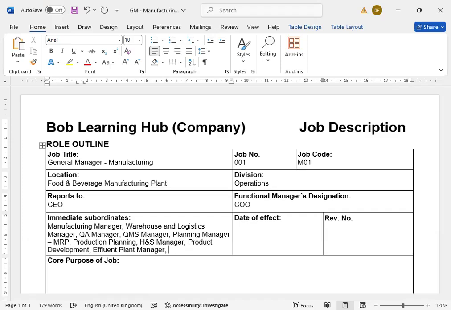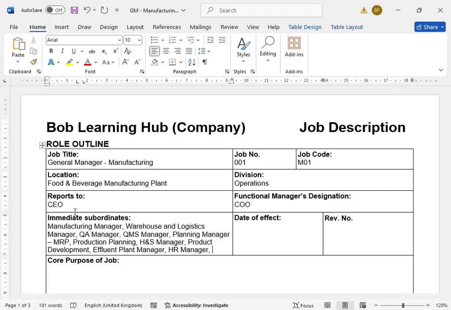Then, of course, sometimes the HR manager reports to the GM manufacturing. This is what you call line reporting. This is a line report, but at the same time, the HR manager also reports to the GM HR. Okay, GM HR as a functional manager of this role, HR manager.